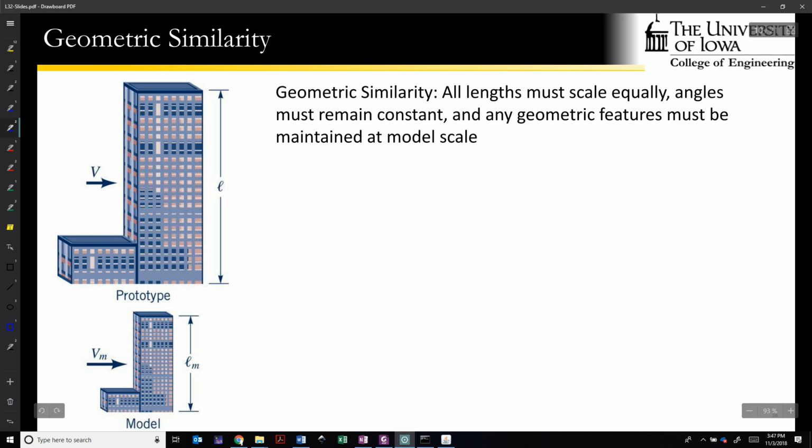Geometric similarity is a fairly intuitive one. This simply states that all of the physical sizes and dimensions of our model must be perfectly scaled down versions of those at full scale. So if we have some length scale, such as in our previous example, the height of the building, then if we create a model that has a height of L sub m, we could write that L over L sub m is equal to what we call a length scale factor. And this length scale factor has to also apply to, let's say, the width of the model. The ratio between those has to be the same as the ratio between the heights.